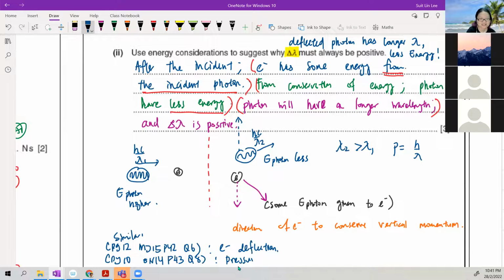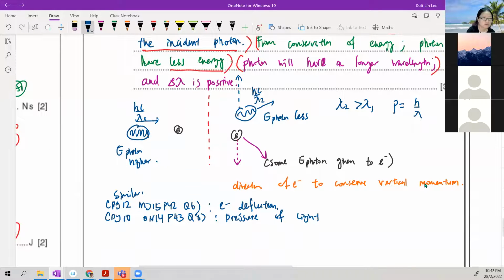Pressure of light. Got force, sure, got pressure, right? So it is similar to the two questions that we've discussed just now. We can try both of these. Let me look around a bit and see if there's any strange looking question. A must-do question, if you haven't done it yet, and I have chosen it to be recorded so you can watch it on the channel, is ON 19 paper 4.1 question 11, if you haven't done it yet.